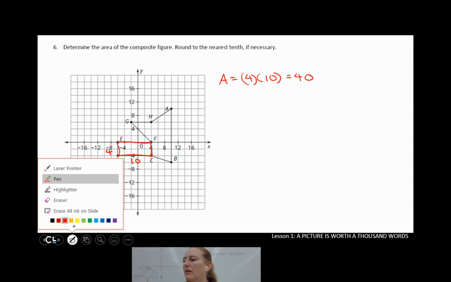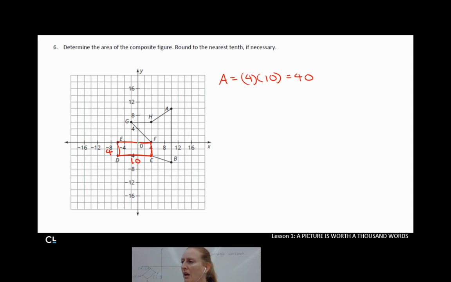I'm going to pick another color. I'm going to cut off this little triangle here, and I make a nice triangle. We know triangles are 1/2 base times height. My base is 2, 4, 6. My height is 2, 4, 6. So 6 times 6 is 36. If I divide that by 2, I get 18.